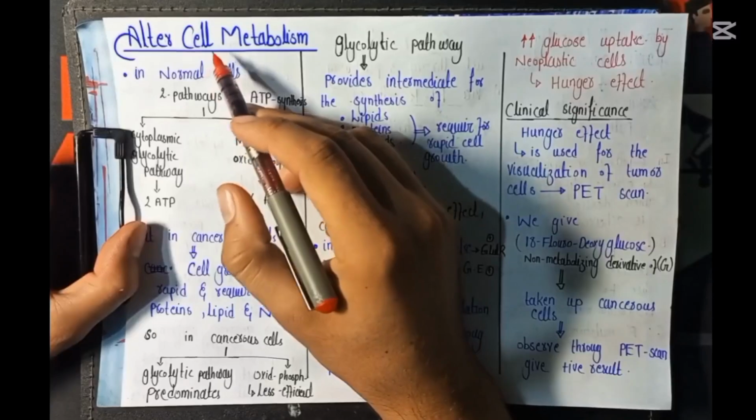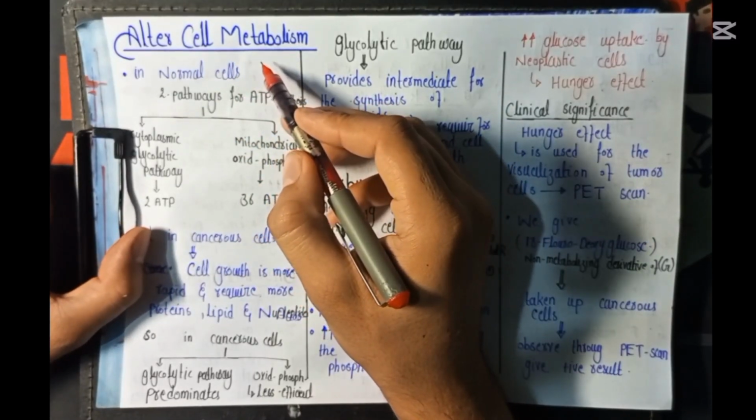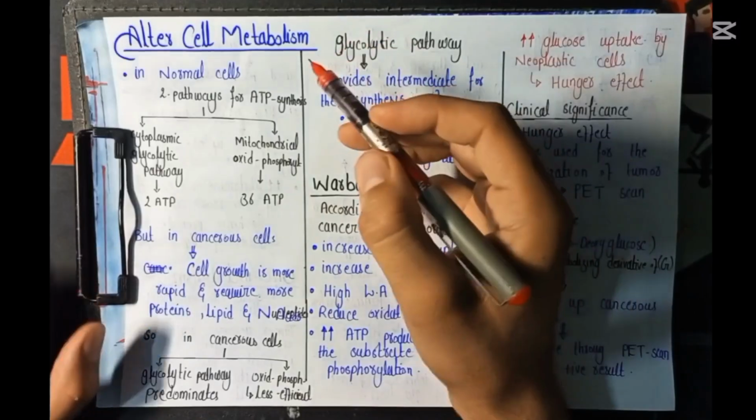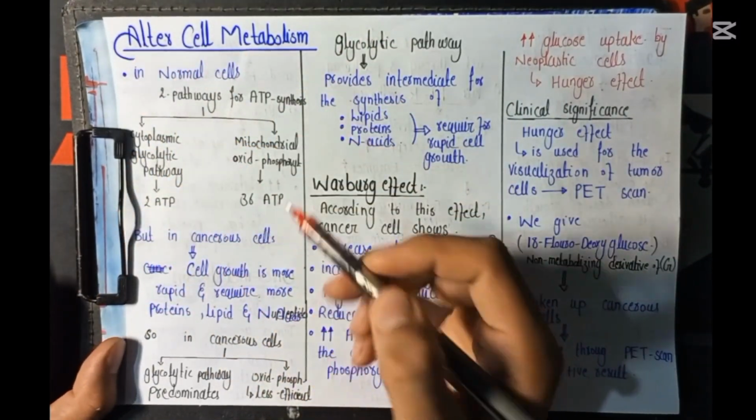So the next hallmark is cellular metabolism. As the neoplastic cells grow rapidly, they do not rely on the normal cellular metabolism. So the neoplastic cells show alteration in the cellular metabolism.